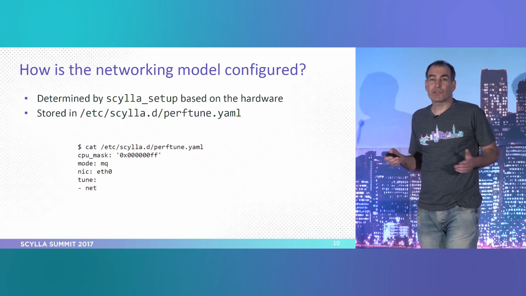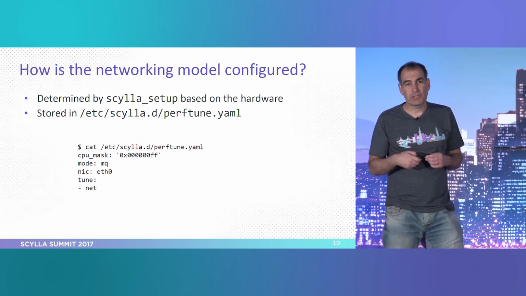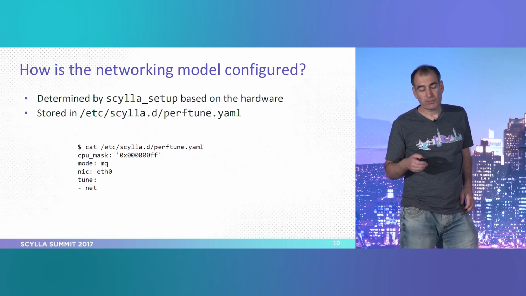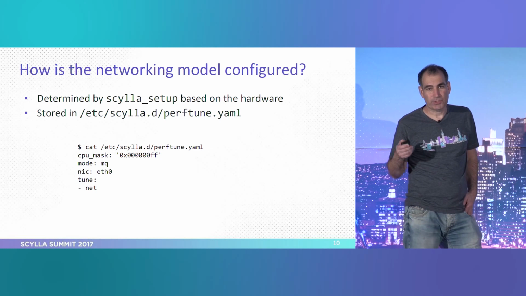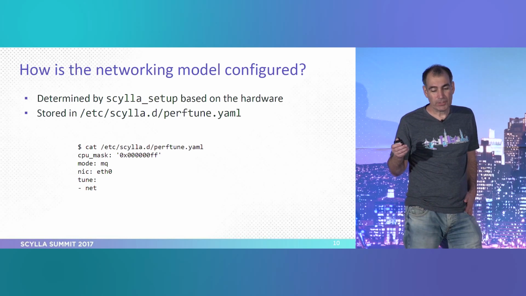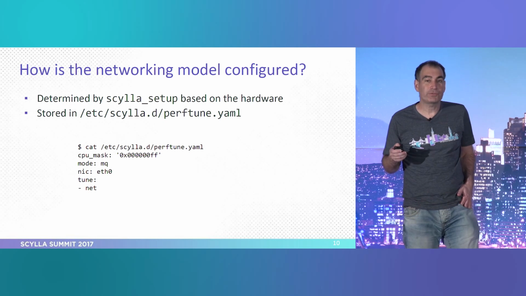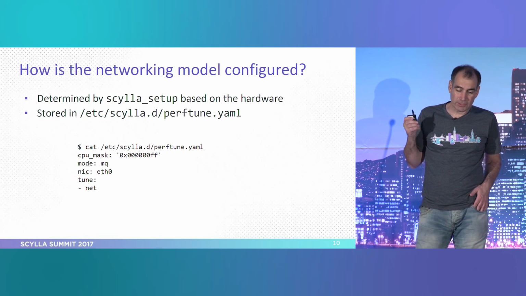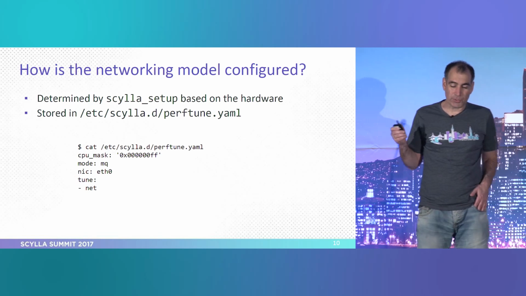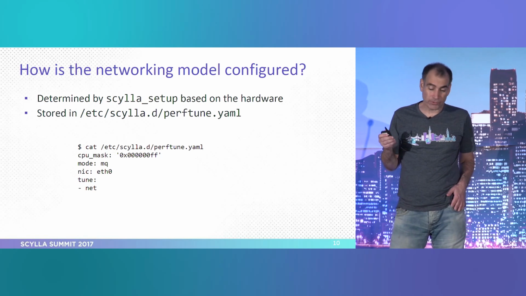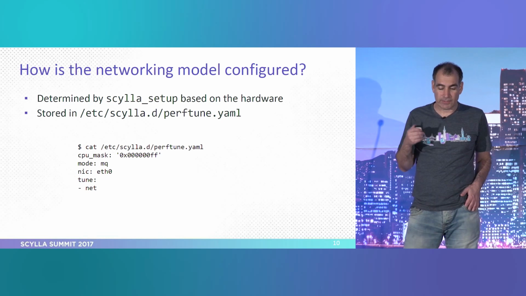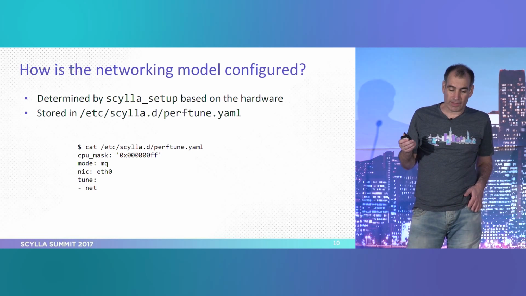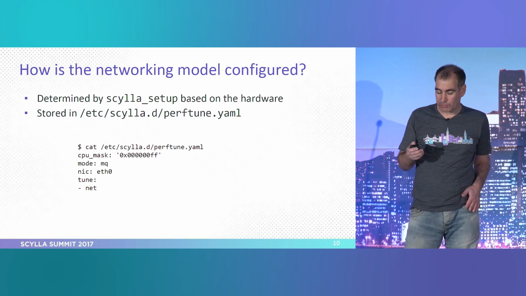So where is this configured? How do you know which model the system is running? So Scylla setup will detect it when you install the system for the first time, and it's stored in this file, perftune.yaml, and there is some information there about which CPUs are used for what part, what is the NIC that is being tuned, and the mode. Here it is using a multi-queue mode.